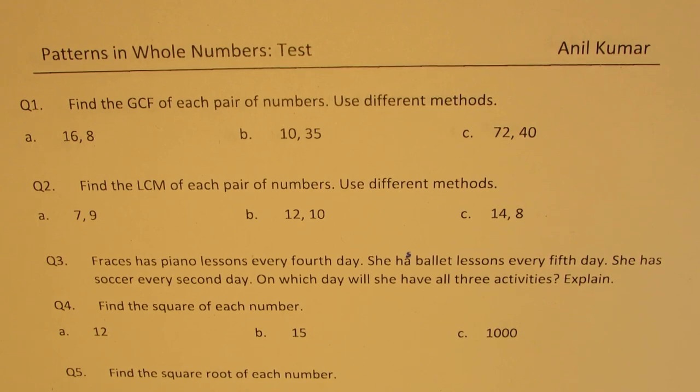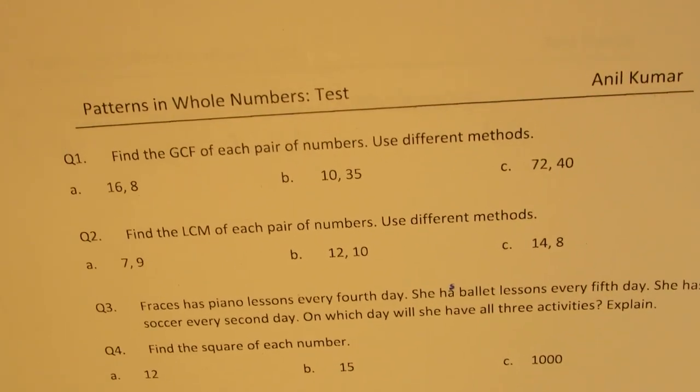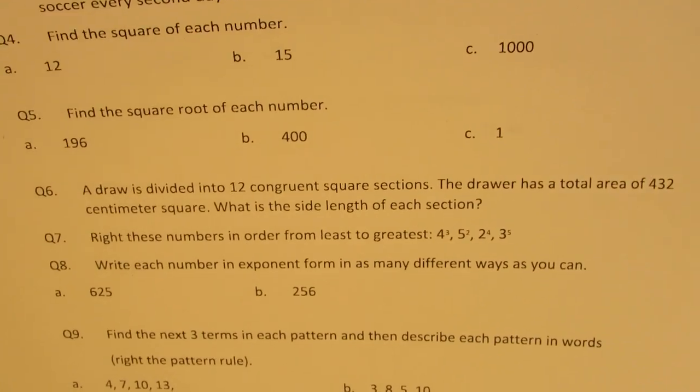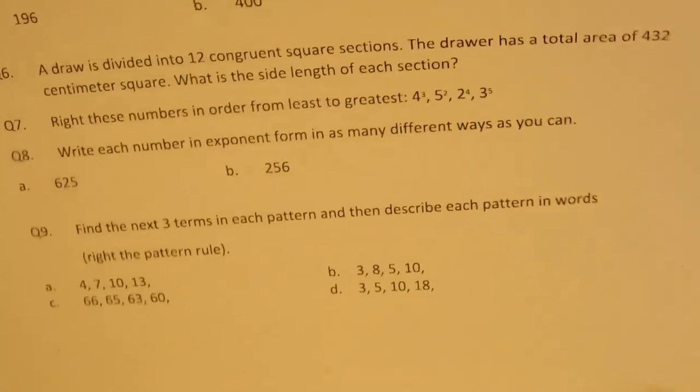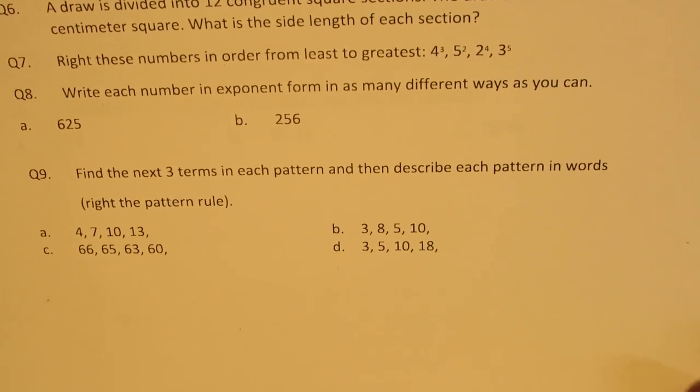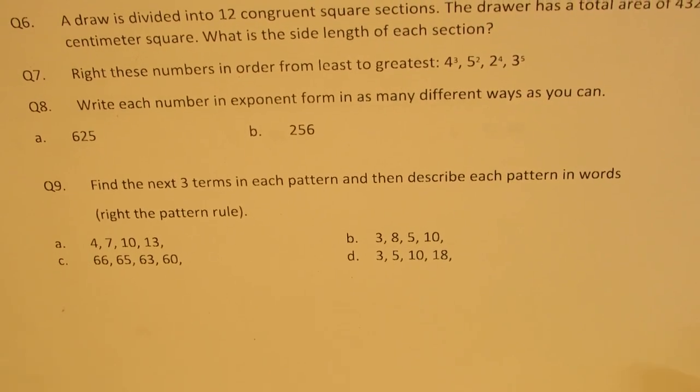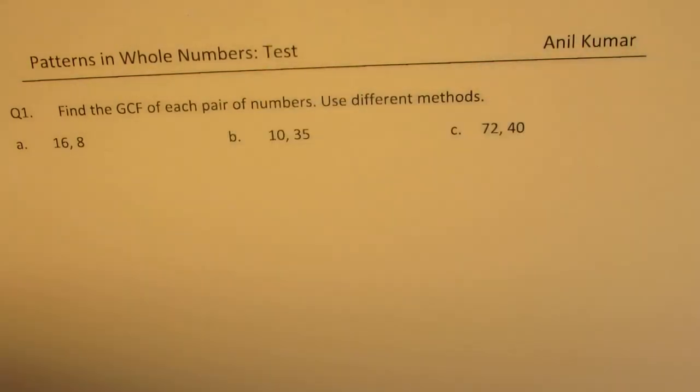So there are about 9 questions in this test paper where we look into greatest common factor, lowest common multiples, and related questions. You can see first 4 questions now. You can pause the video, copy these questions, try them out. Here are other questions of this test paper. Question number 5 to 8, and then the very last question, which deals with patterns. Let us see how to solve them one by one.